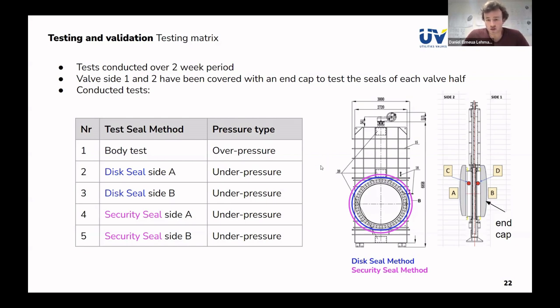So here what you can see is we also evaluated the vacuum performance of both seal methods once the gate is closed. For that, we attached 2 end caps on both sides, under which we then put a vacuum and regarded the pressurized test.